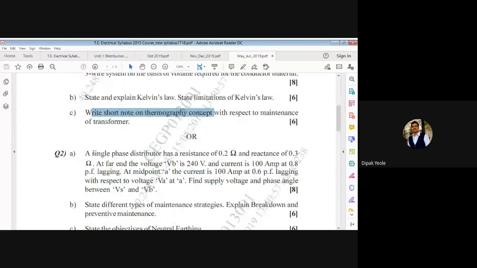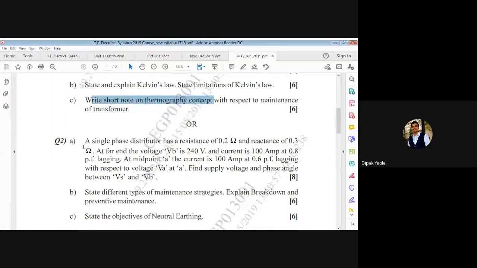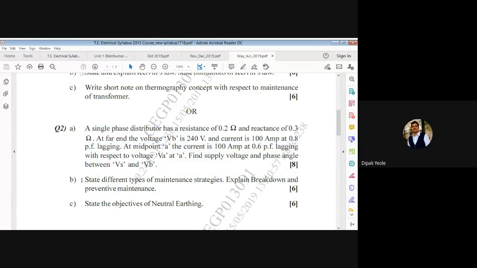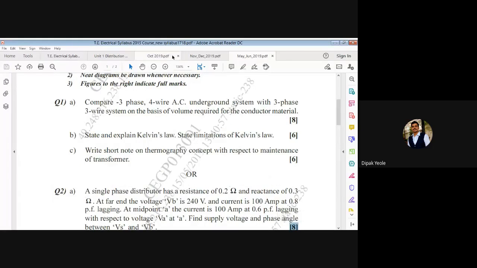Now we will go for question number 2. So again there is a numerical question. We are interested in finding out the voltage drops at VS and VB. Yes, same question: state the different types of maintenance strategies. So breakdown and preventive maintenance. So this is from unit number 3, and state the objective of neutral earthing. Yes, so 8 marks will be asked for your end semester exam. Okay, so this is the overview of question papers.